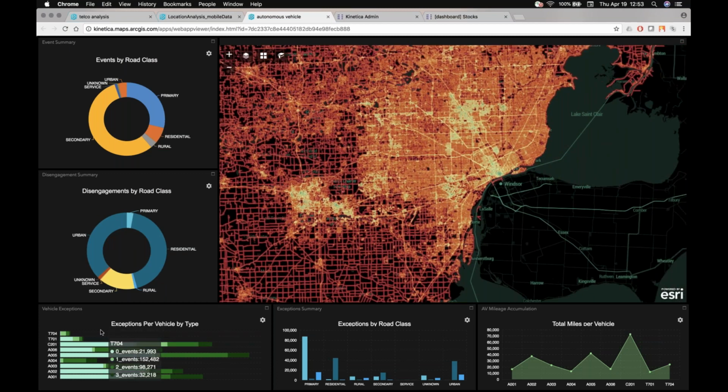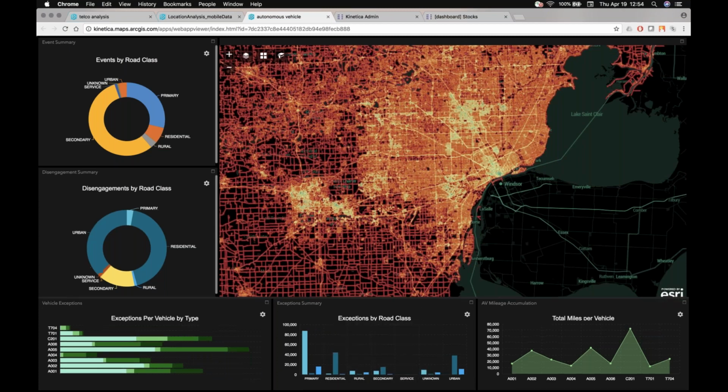And then thirdly, down here on the vehicle exceptions, you basically have exceptions per vehicle by type. You can see there's a classification of event codes from 0 to 3. 0 are minor infractions, and all the way up to 3, which define disengagements and high impact events. So you can see across the different AVs that were tested the distribution of the severity of different types of exceptions. And then in the middle here on the bottom, you see exceptions by road class.